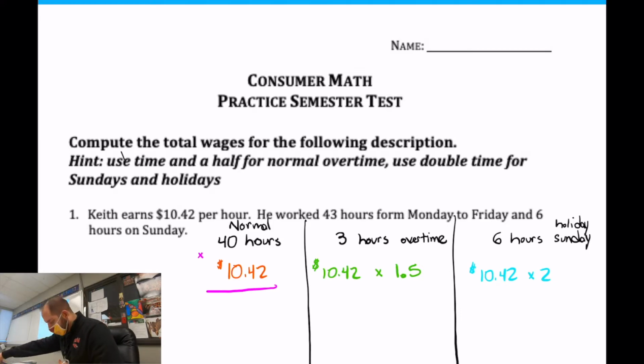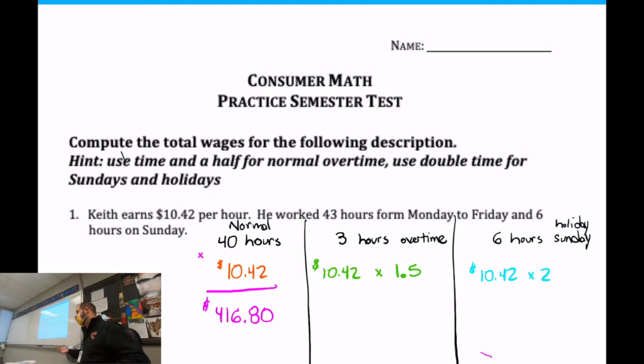Okay, so I'm going to multiply that. Did somebody in here take 40 times 10.42? What do we get? 416.8. Yeah, so 416.8. So far, Keith has made $400. That's pretty good, and that isn't even considering his overtime or the Sunday, which is going to be huge. That's a lot of pay for Sunday. Okay, so he's already made $400.